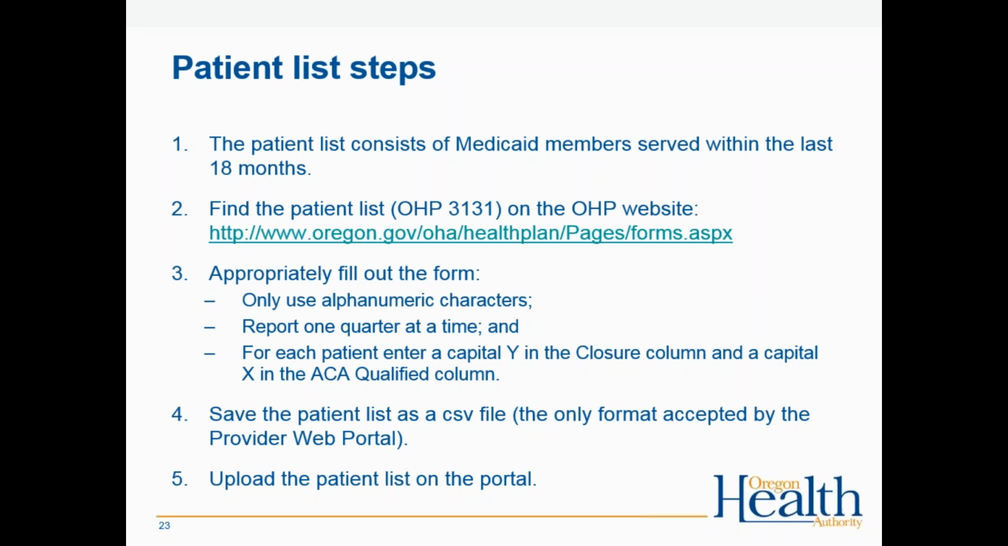Your third step as far as the patient list goes is to make sure you're filling out the form properly. So you're using only alphanumeric characters. You're reporting only one quarter at a time. And for each patient, you want to enter a capital Y in the closure column and a capital X in the ACA qualified column. I'll show you a picture of that in just a minute, so that'll get a little bit more clear. You also want to make sure you save the list as a CSV file. The provider web portal will only accept a CSV file for a patient list. And then step 5 would be uploading that list on the portal.